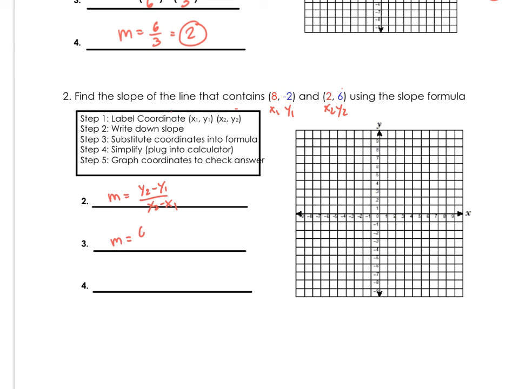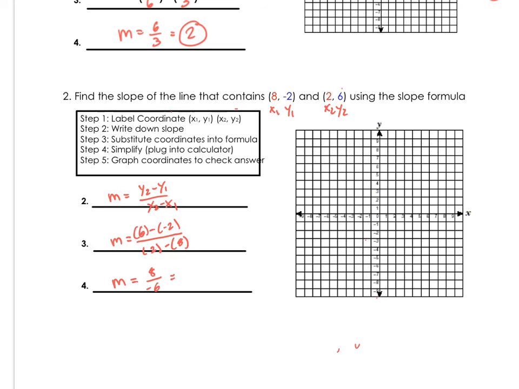We get 6 minus, and remember, I keep my parentheses, -2, and 2 minus 8. Now, the reason I say to keep your parentheses is because this double negative comes up a lot. All right? And it'll remind you, if you have 2 negatives, you actually add. Or you could just put it in the calculator. But it's 6 minus -2 is 8. 2 minus 8 is -6.